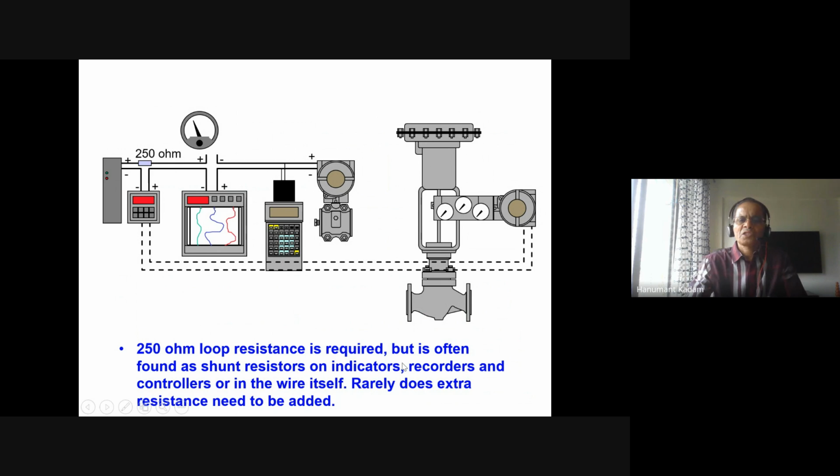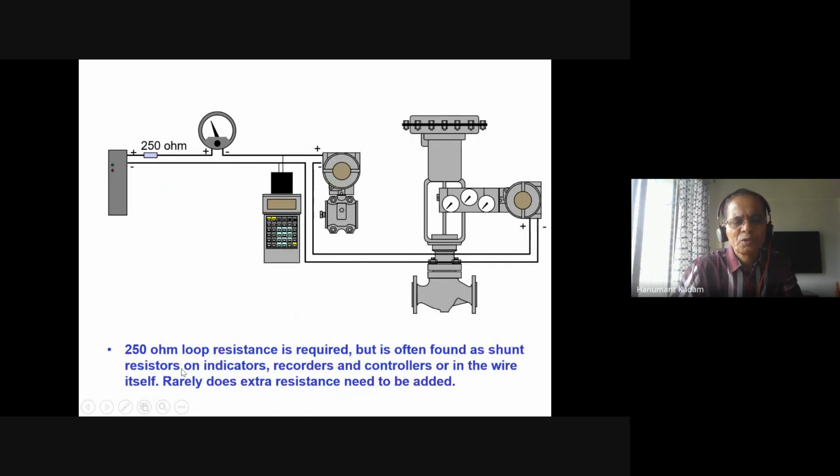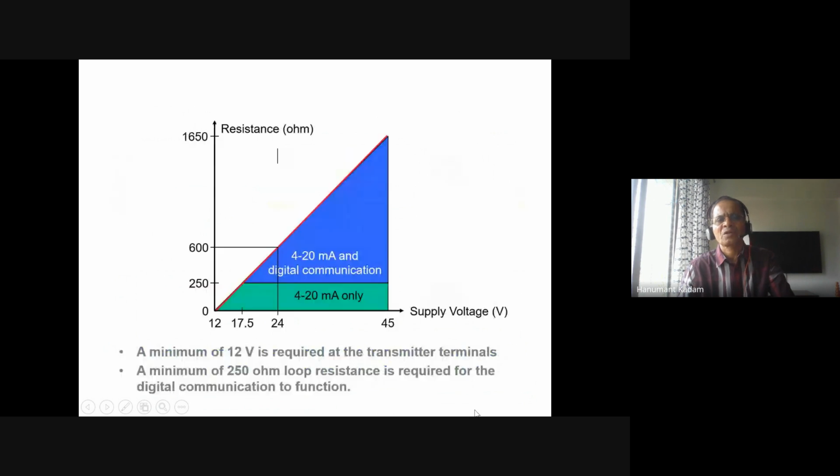So 250 ohm loop resistance is required, but it is often found as a shunt resistor on indicators, recorders, and controllers, or in the wire itself. Rarely does extra resistance need to be added. In this type of loop, no need to add extra resistance, because the entire device everywhere has displays. Always a display has more than 100 ohm resistance. That is what I have explained. So this is the logic for 250 ohm resistance.